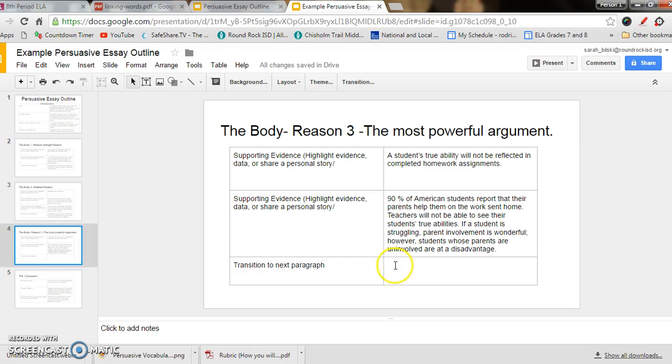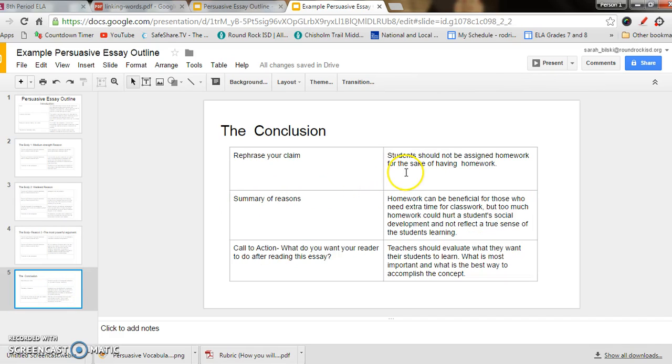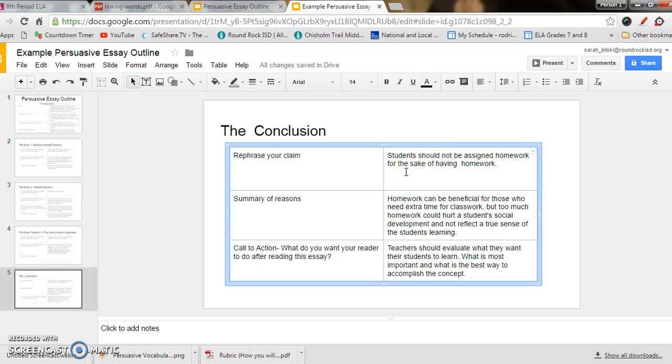So let's concentrate on my transition to my conclusion. A student's true ability will not be reflected in completed homework assignments. And then my conclusion, I restate my claim. Students should not be assigned work for the sake of having homework. Homework can be beneficial for those who need extra time for classwork, but too much homework could hurt a student's social development and not reflect a true sense of the student's learning.